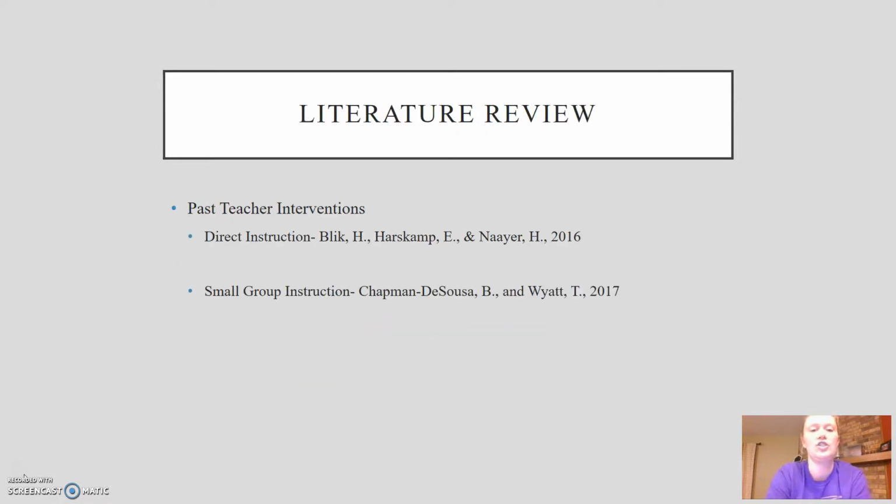Some past teacher interventions. There's two, the direct instruction and small group instruction. Direct instruction is a whole class instruction. The teacher is at the front of the classroom. It's like a lecture. Teacher teaches the new task, students demonstrate it, and then students practice it individually.